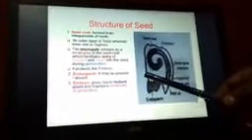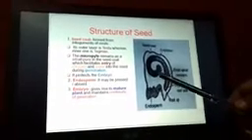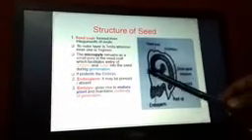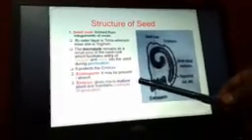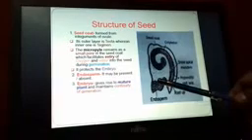It protects the embryo. Endosperm may be present or absent. Then the third one is the embryo, which gives rise to the mature plant and maintains continuity of this generation.